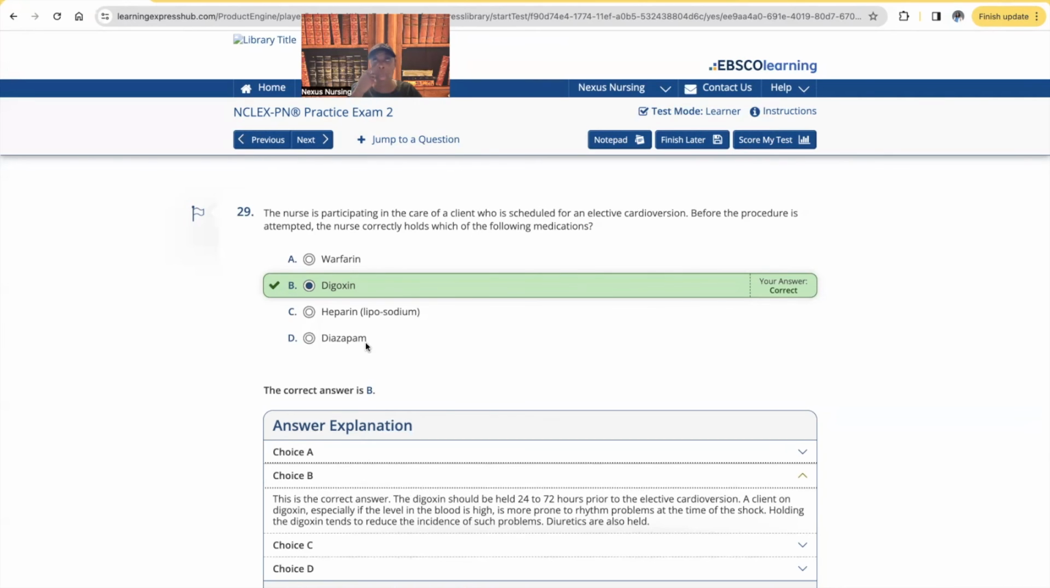And also, if the patient's on diuretics, you're going to hold diuretics as well. If they're getting cardioversion, you're going to hold the digoxin and diuretics, but you want them to get their anticoagulants, and you definitely want them to get something that has a sedative effect for this procedure.